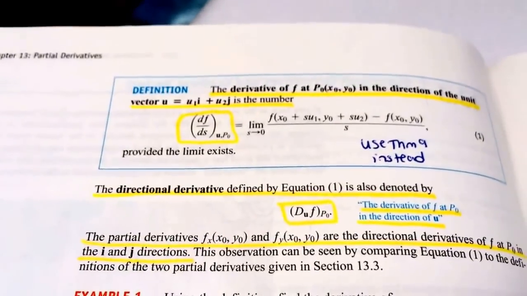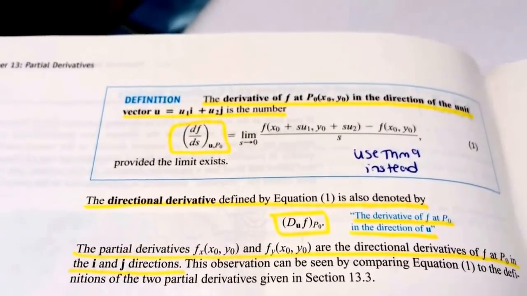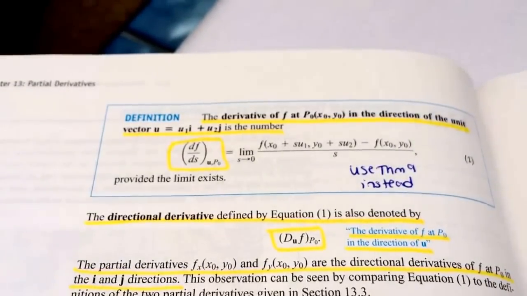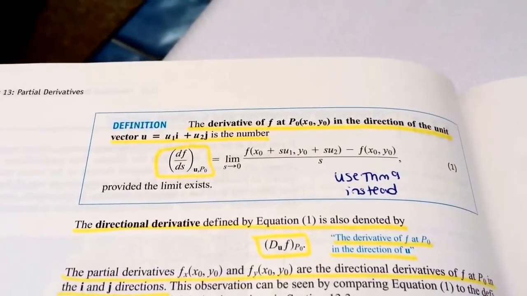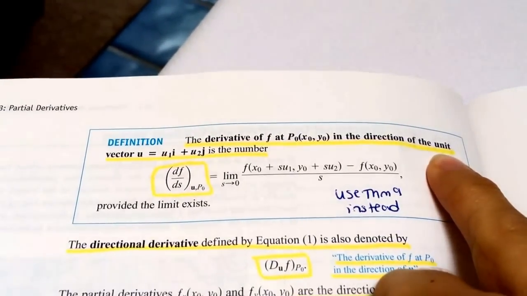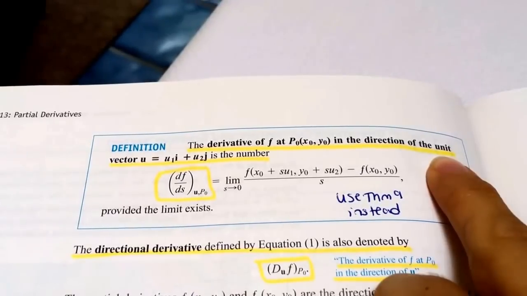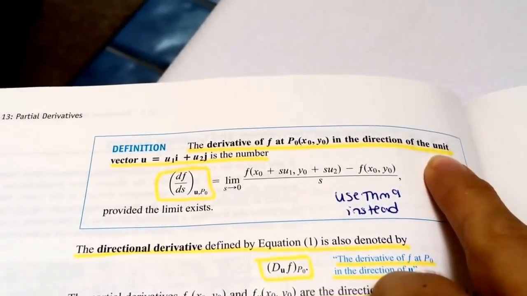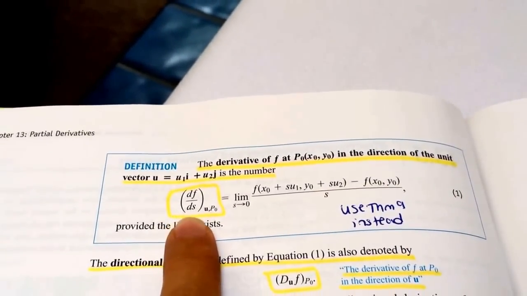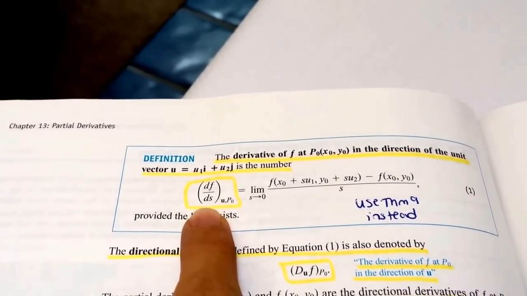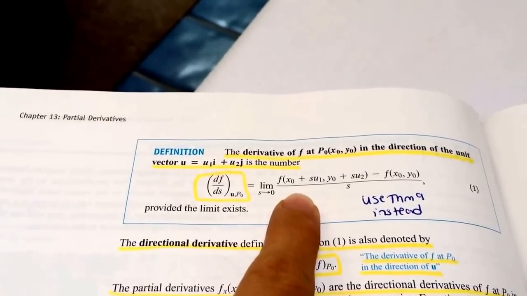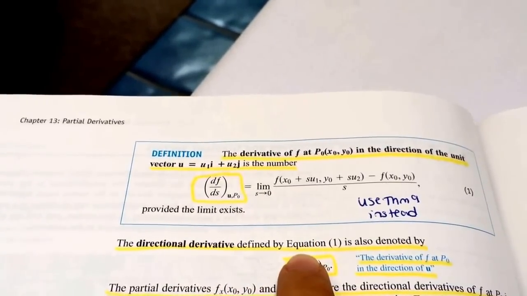Okay, but here it's saying the derivative of f at some point in the direction of the unit vector u is, and then they give you this again for definition purposes, not computational purposes. But here, notice again, it has to be a unit vector. Unit vector, remember, is a vector that has length 1. So if it's not a unit vector, you can make it be a unit vector by dividing by its magnitude. This is one of the 2 notations for the directional derivative. Again, this is not the one we're going to use. And this is the limit definition. Again, not the one we're going to use, but this is what a directional derivative is.